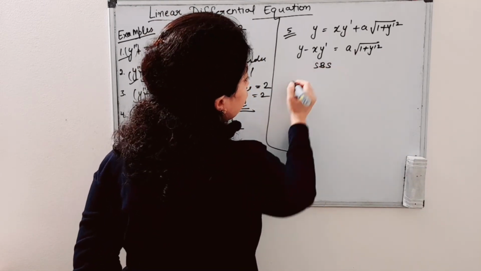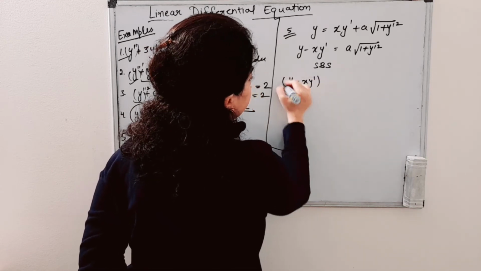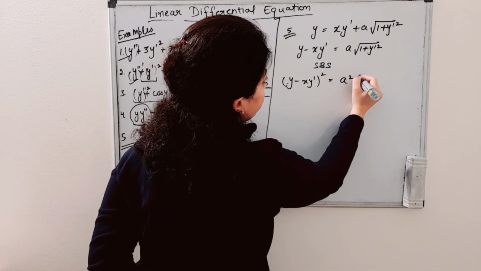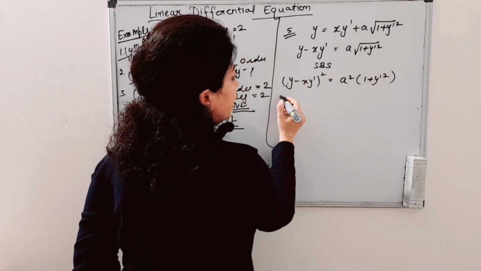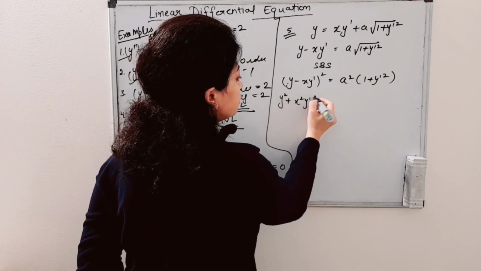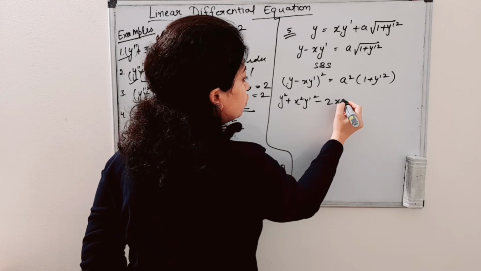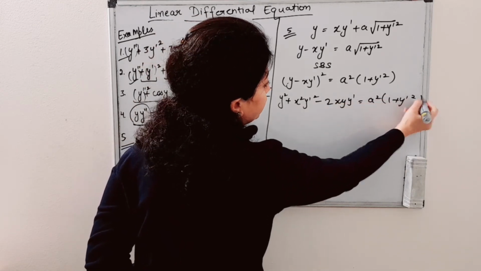Can we square both sides? Can we square on both sides? Then we will get this is equal to a square times 1 plus y dash square. Okay, and if you expand this, you will get something like this, minus 2xy dash is equal to a square times 1 plus y dash square.